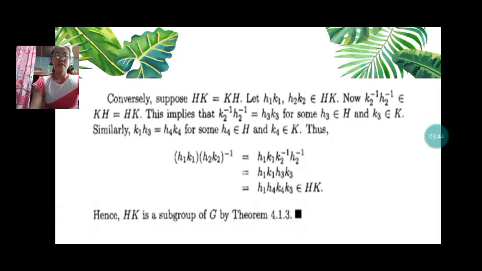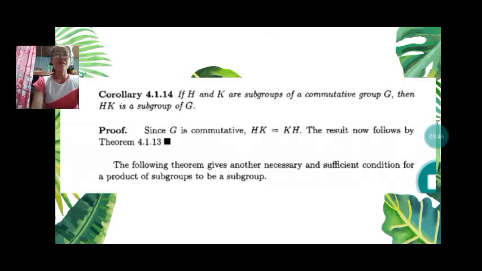So, corollary 4.1.14. If H and K are subgroups of a commutative group G, then HK is a subgroup of G. So, we have proof here. Since G is commutative, HK is equal to KH. That is the commutative property. The result now follows by theorem 4.1.13. So, in theorem 4.1.13, we proved that HK is equal to KH, and that is the commutative property.